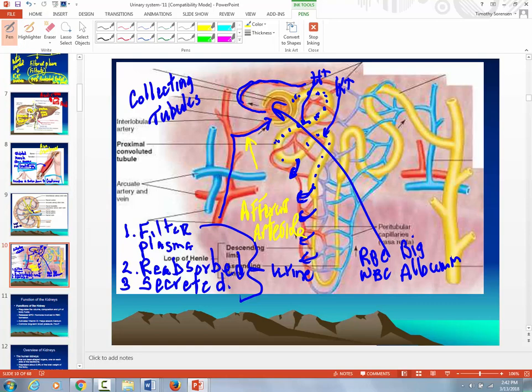And the functional unit of the kidney is right here. It's called the nephron. The nephron's the functional unit of the kidney. This is, in fact, where the plasma of the blood is filtered and you ultimately make urine. And you're going to need to explain to me what happens at each part of that little nephron. And then I'm going to explain to you how hormones affect it.